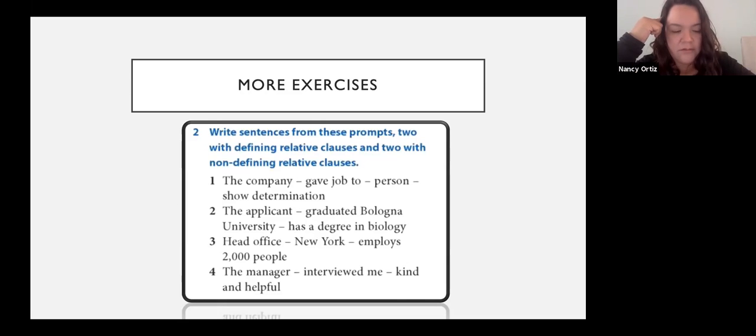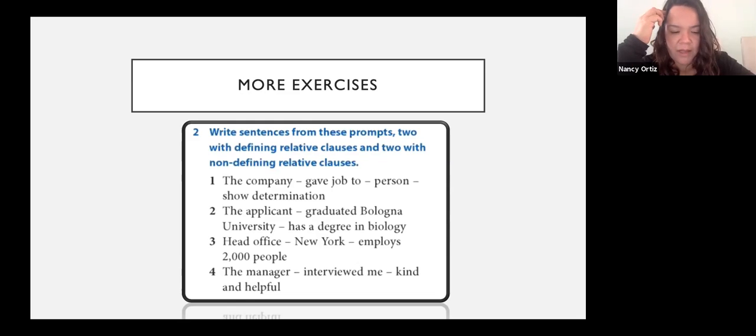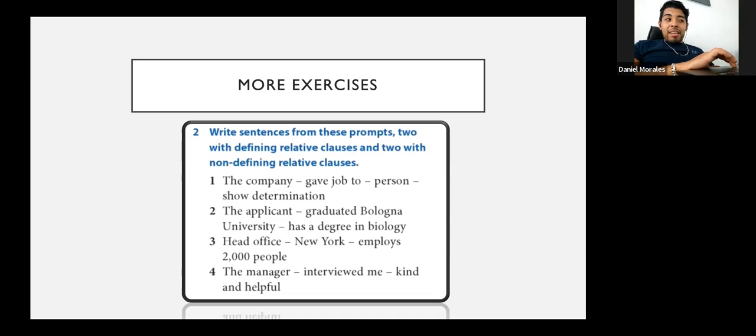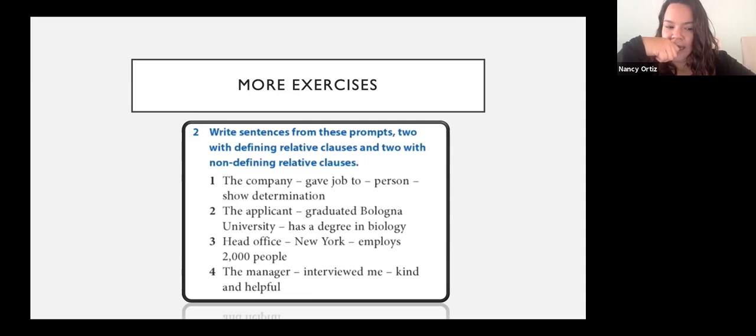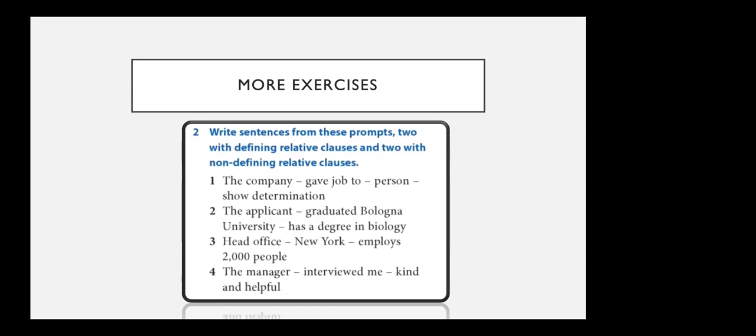Okay. Not defining. This one is non-defining. That's why you're using the commas. Okay. The second one was the head office located in New York employs 2,000 people, with no commas. I think it's going to be easier for me if you send me the pictures in the chat of what you guys wrote. Okay. Please. Of course. Just give me 1 minute.